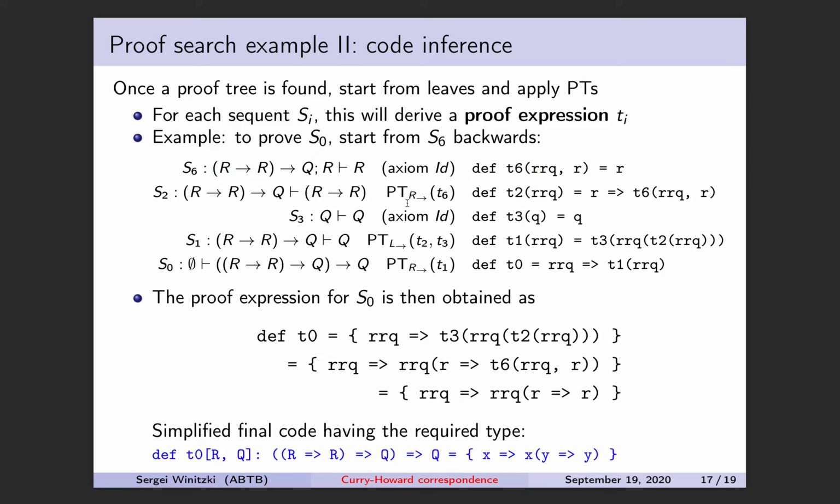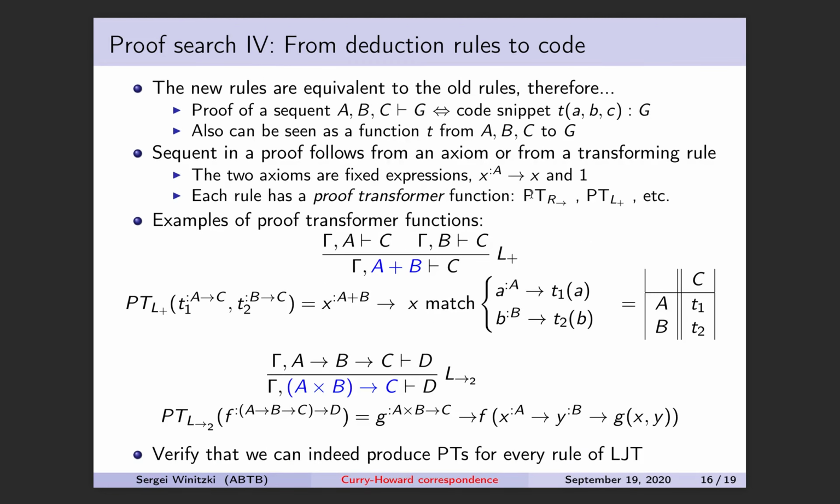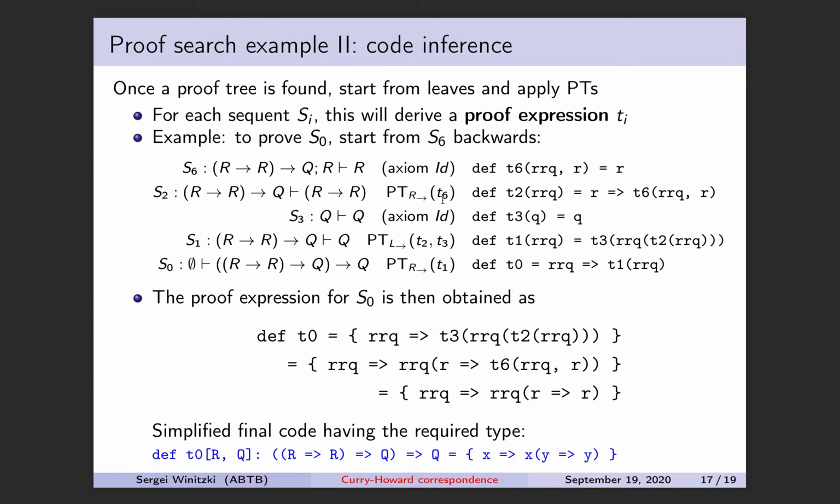The next step was the rule R implication. The proof transformer for the rule R implication is that function. So now we use T6 as an argument of the proof transformer. So we just substitute into the proof transformer. I did not have it here, but you have to write it down. This is the proof transformer for the right implication. It's a function. So you substitute that into that function. This is the code. The result is a function I call T2. So it's a proof term for the sequent S2, T2.